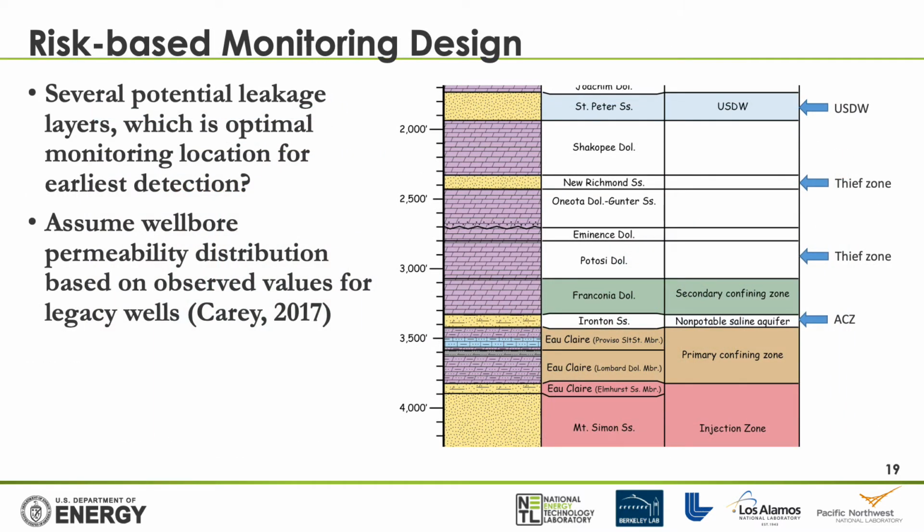We considered 4 potential leakage layers: the Ironton sandstone, which was the above confining zone, or ACZ, 2 potential thief zones, the Potosi dolomite and the New Richmond sandstone, and the lowermost USDW, the St. Peter sandstone. Assuming a distribution of wellbore permeability values based on the highest observed values for legacy wells, we use DREAM to analyze in which of these layers the earliest and largest leaks might occur.